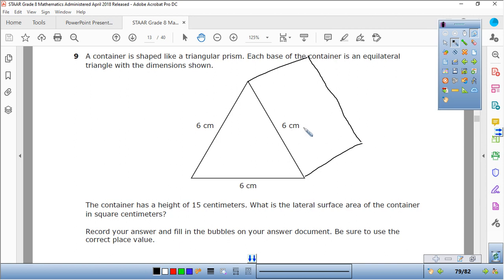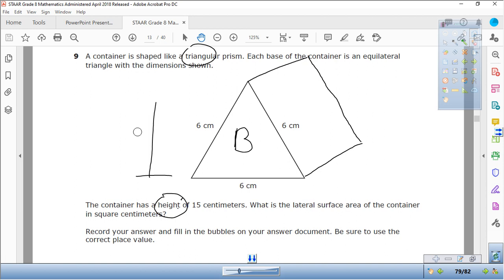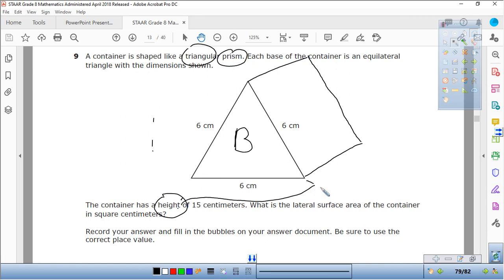You know, maybe like an old school tent style, right? Each base, since it's a triangular prism, guys, this triangle is your base. You gotta understand it. That is your base. Now the container has a height of 15. Where's my height? FYI, a lot of people will think this is your height. No. When it comes to prisms, your height is the distance from one base to your other base. So that is 15. Make sure you understand that.